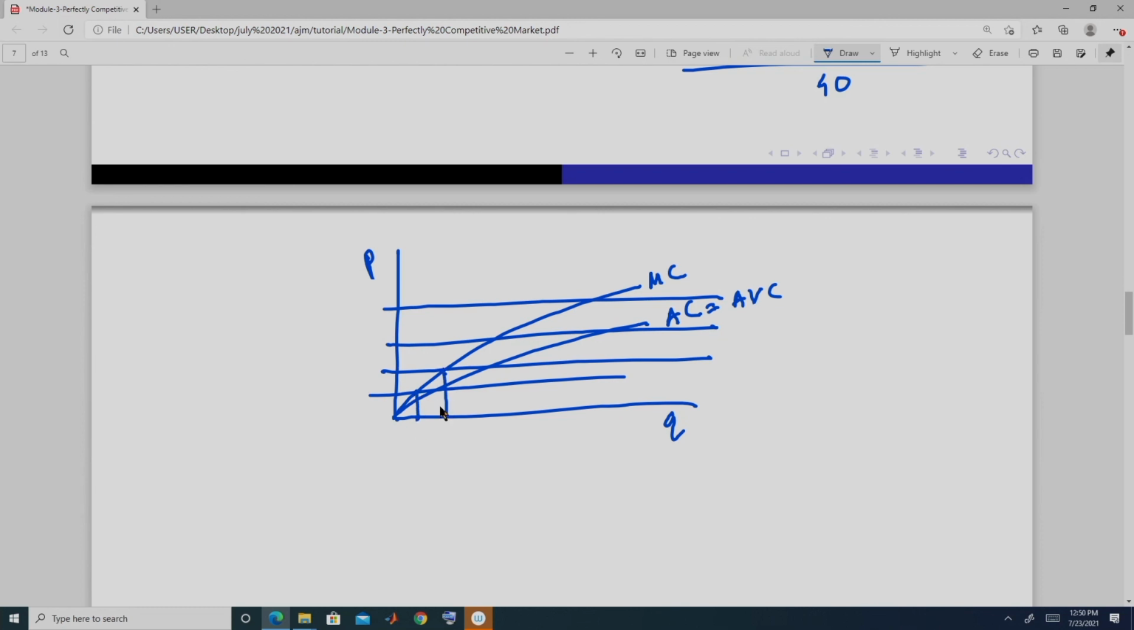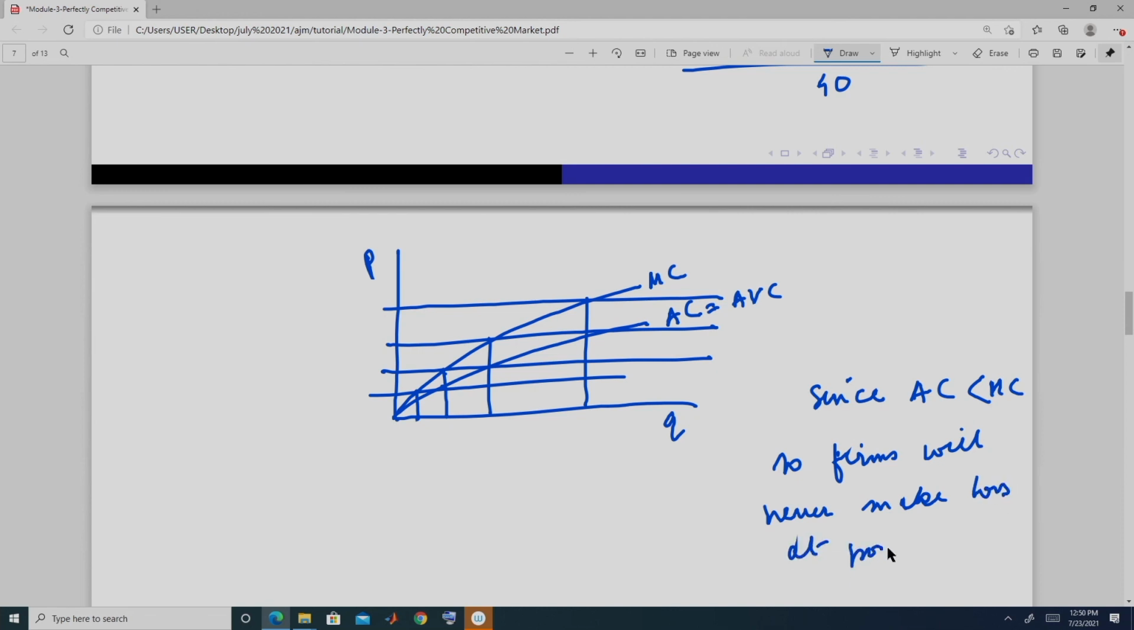this is the optimal output. So, since AC is always less than MC, firms will never make loss at positive price. Okay, we get this.